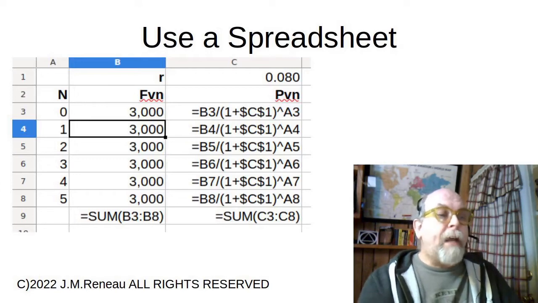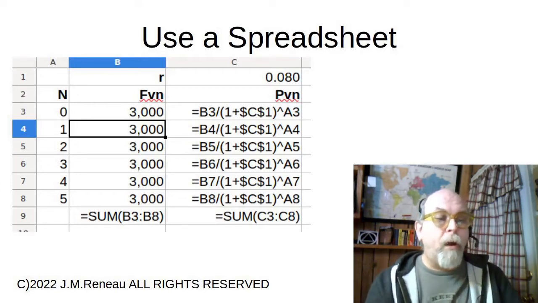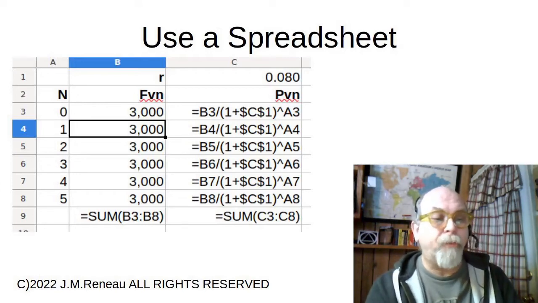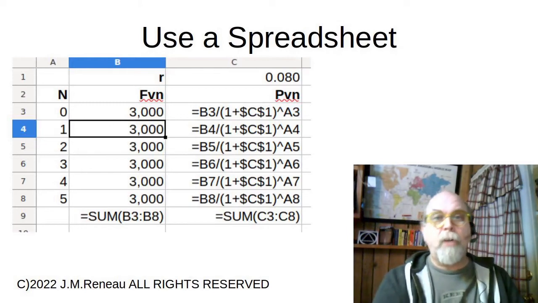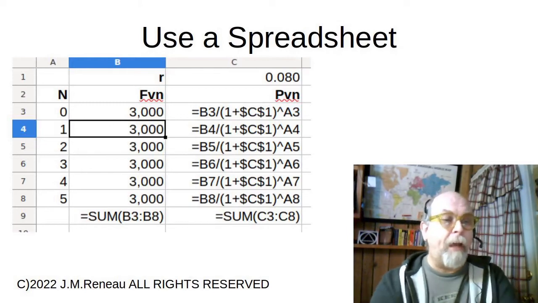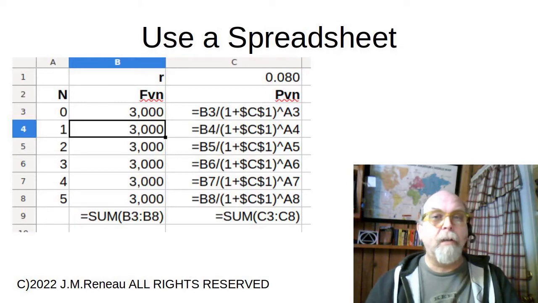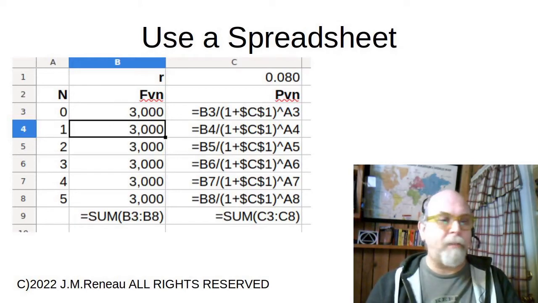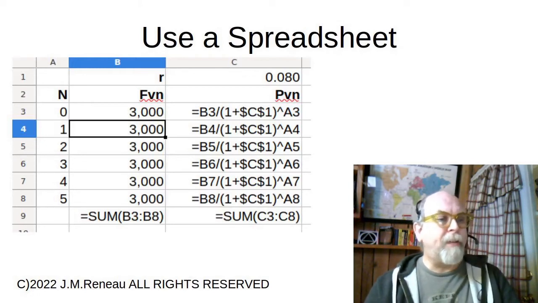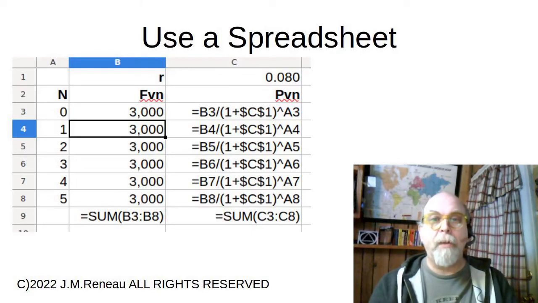Notice that I use $C$1 as the cell reference for the interest rate, so that when I copy the formula, the interest rate cell doesn't change. It's called an absolute reference to the cell in your spreadsheet. You should know how to do that. I then sum up the total of the future values, and then I sum up the total of the present values, and that's how I came up with our example.